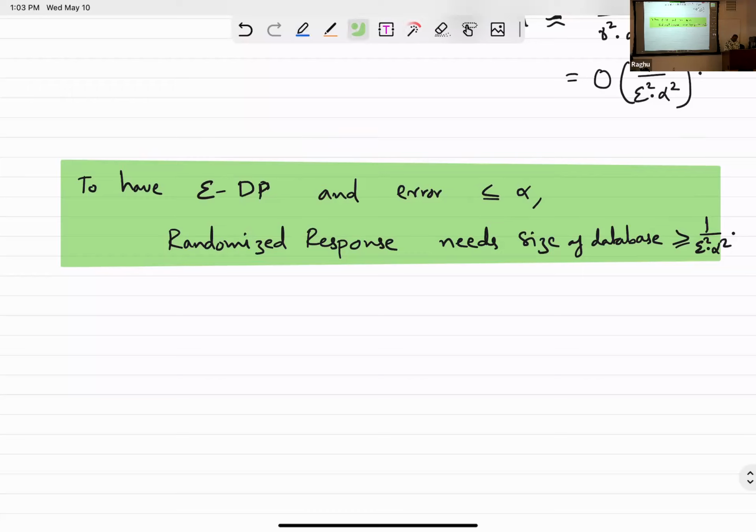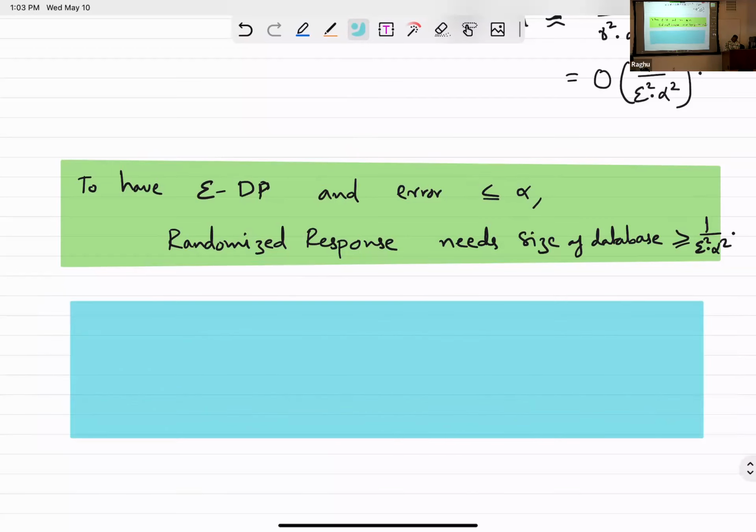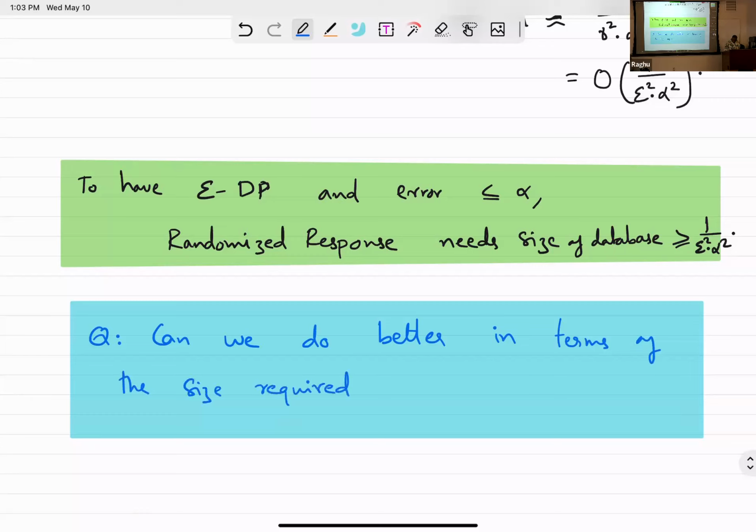So a question, of course, then is, can we do better in terms of the size required per mean?